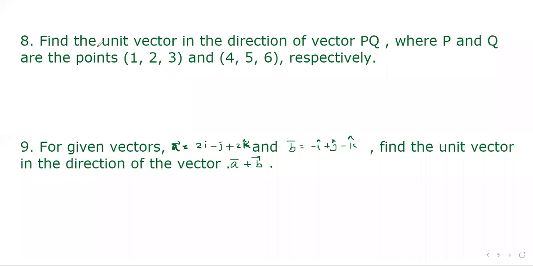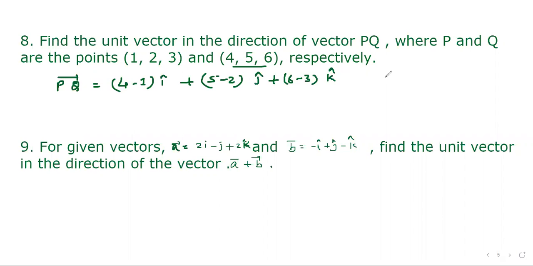Let's go to the next question. Find the unit vector in the direction of vector PQ, where P and Q are these points. So first of all, we have to find vector PQ. PQ means the difference of the two, that is 4 minus 1 i cap plus 5 minus 2 j cap plus 6 minus 3 k cap, which will become 3 i cap plus 3 j cap plus 3 k cap.